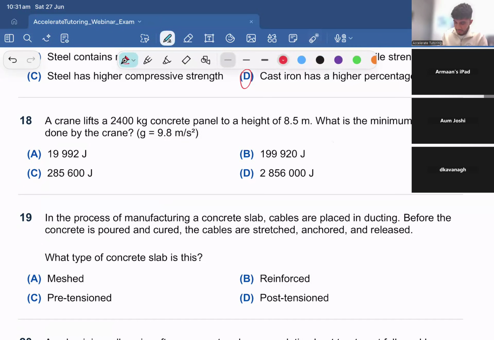Yep, everyone's saying B. Excellent. So work is just mass times gravity times height. So we said 2400 times 9.8 times 8.5, and that should give us simply option B.